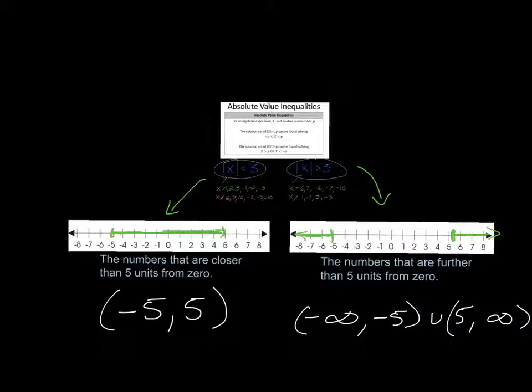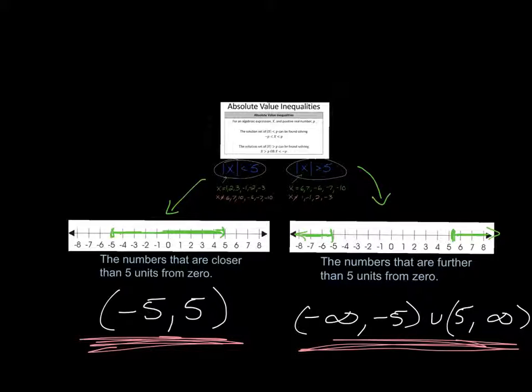And again, the reasoning we have on the left, this one condensed set, is because we're looking at an absolute value that was less than. On the right-hand side, we have numbers that are away from 5, or further than 5 from 0. And so we have these two separate sets, which we call disjoint sets.